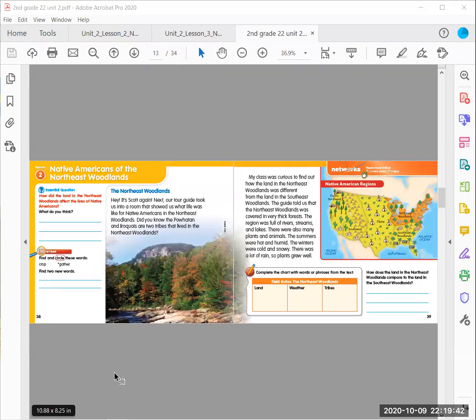Hello again, second grade. We are going to jump into our Unit 2, Lesson 2 for Social Studies. And this week we're going to be talking about Native Americans of the Northeast Woodlands.